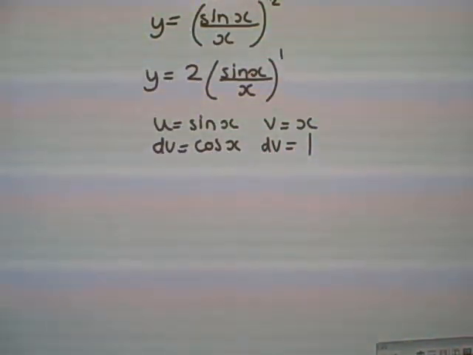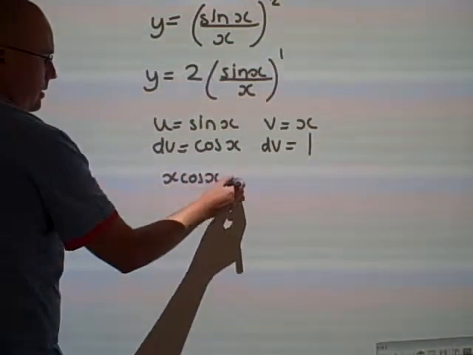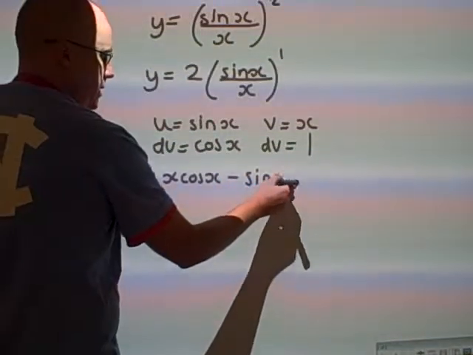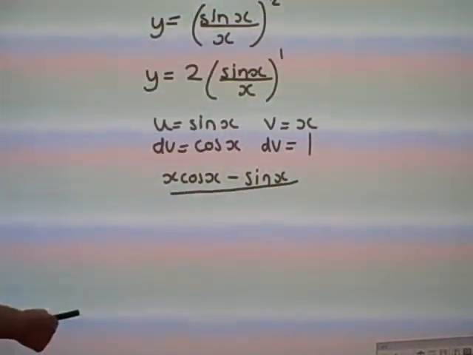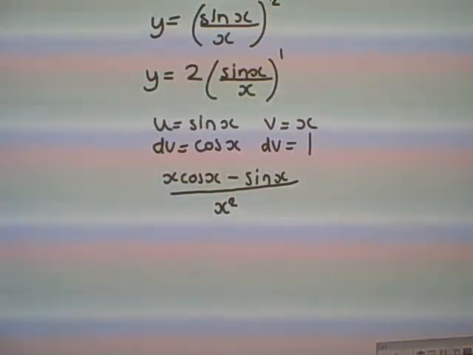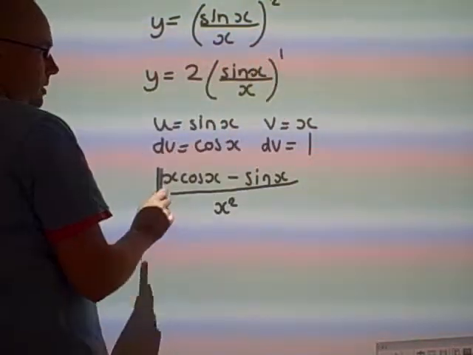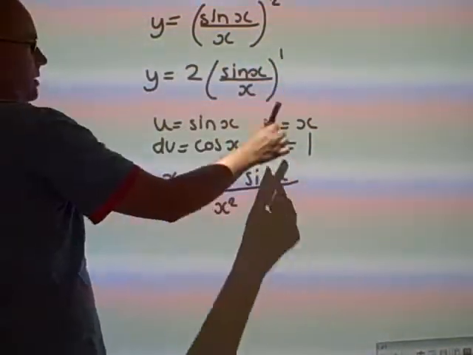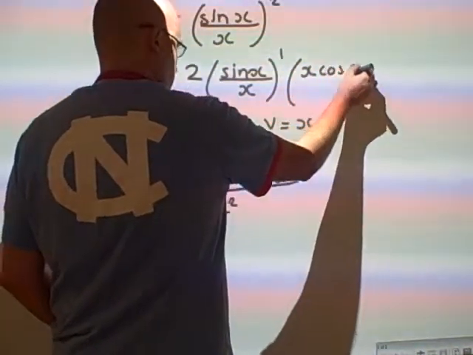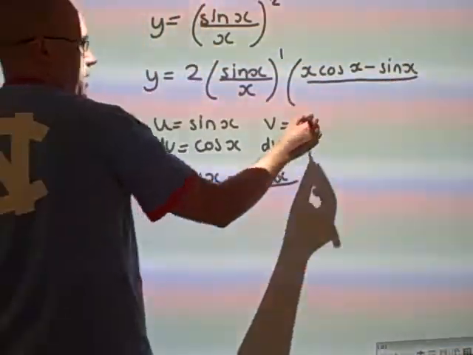So when we work out the quotient rule, we're going to do v du, so x cosine x, minus u dv, so sine x times 1 is just sine x, all over v squared, which in this case is x squared. So when I was doing the chain rule up here, I brought the power to the front, decreased the power by 1, but then I have to times by the derivative of what's inside the parentheses, which would be this. So x cosine x minus sine x, all divided by x squared.